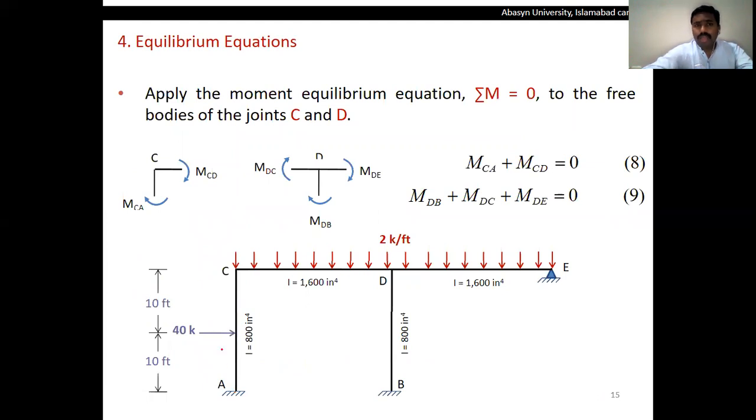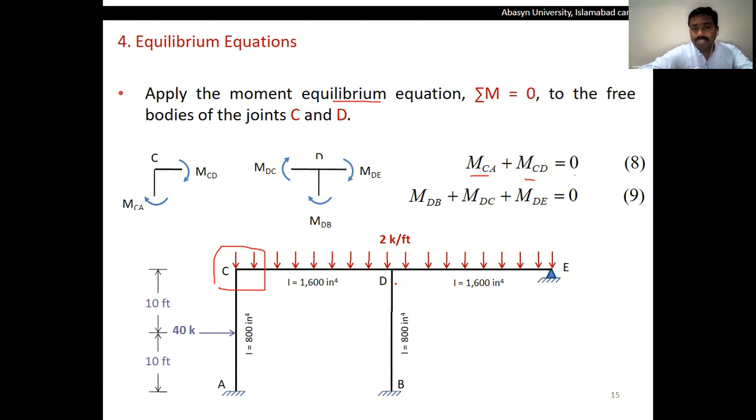Once we have the slope deflection equations, we will write the moment equilibrium equations at both unknown degrees of freedom. We have 2 degrees of freedom, one at point C and the other at point D. At point C, we will have only two members, that is A to C and C to D. So it will become moment MCA plus MCD equal to 0, because there is no rotation or deflection at point C.